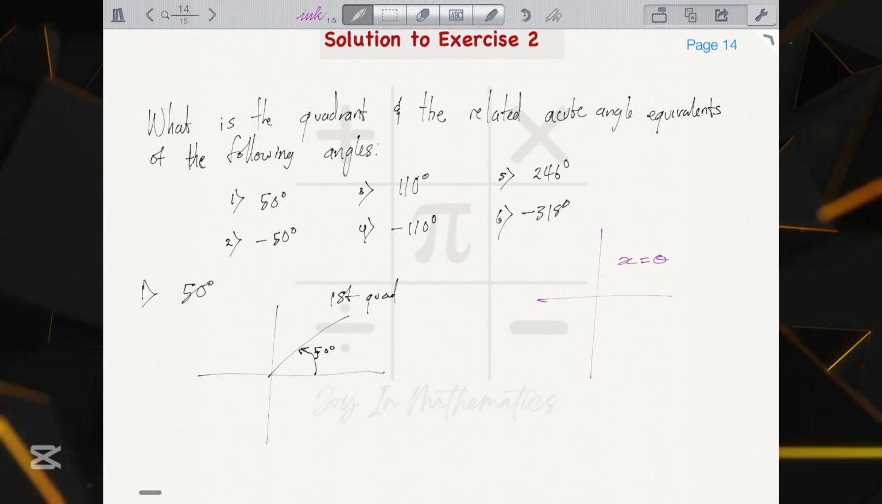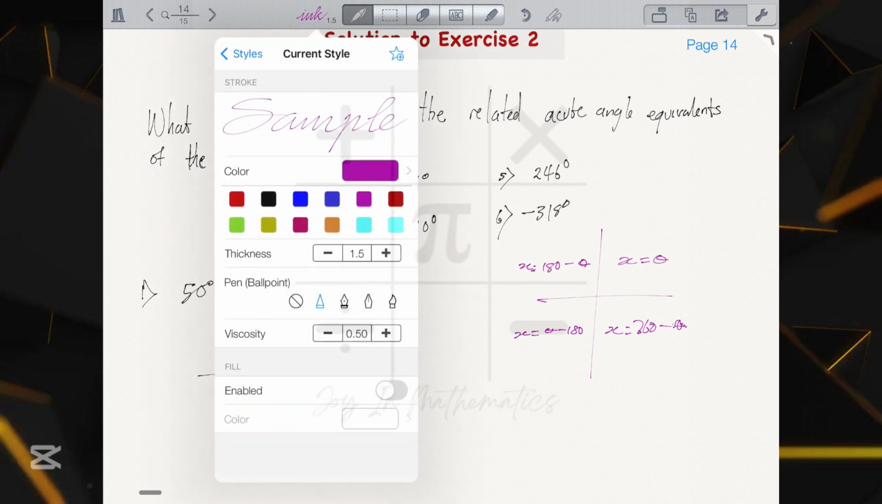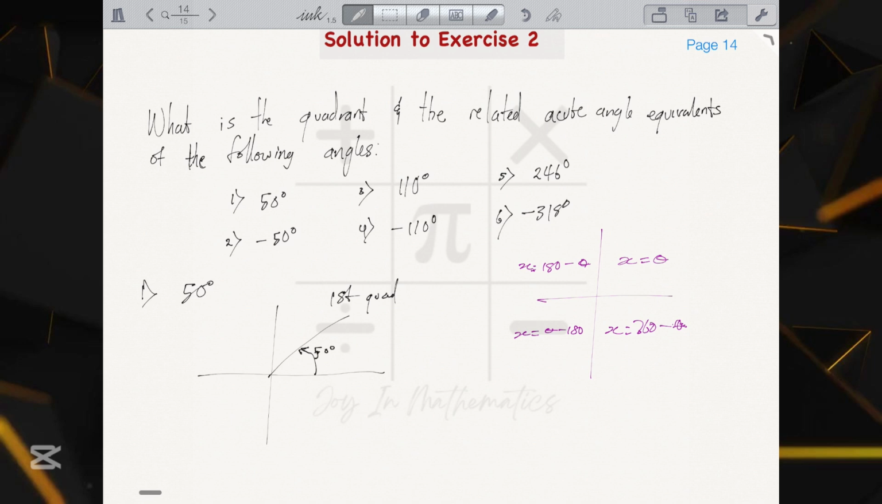In the second quadrant, it is x is equals to 180 minus theta. In the third quadrant, x is equals to theta minus 180. And in the fourth quadrant, x is equals to 360 minus theta. Therefore, the related acute angle equivalent here is x is equals to 50 degrees.